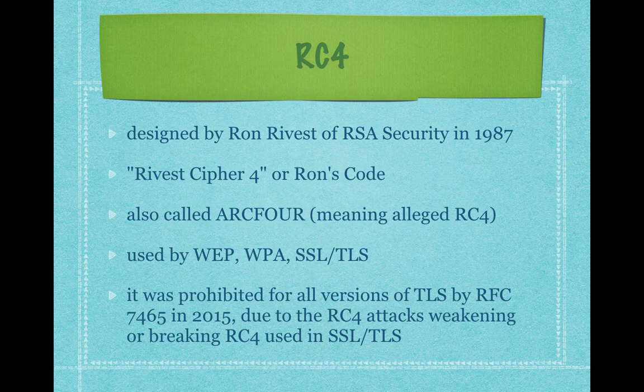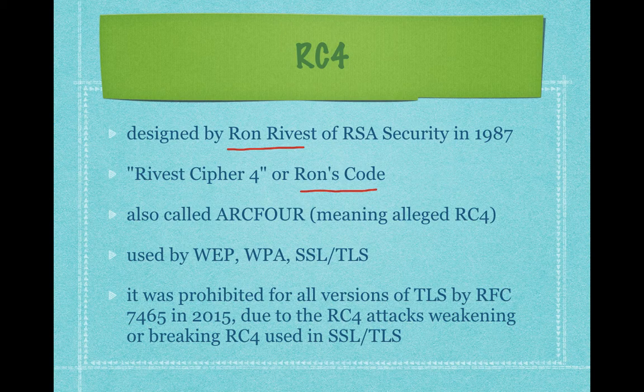In the last episode, we discussed the stream cipher, right? I gave RC4 as an example of a stream cipher. I also mentioned that it was designed by a famous cryptographer called Ron Rivest of RSA Security in 1987. RC4 is called Rivest Cipher 4 and sometimes it is also called Ron's Code.